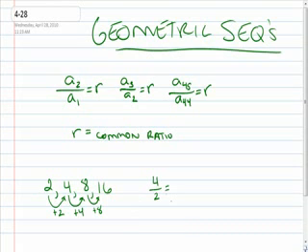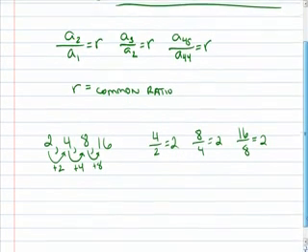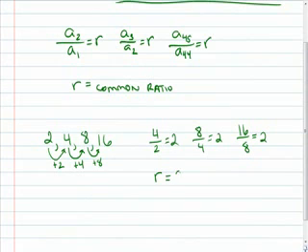4 divided by 2 would be 2. 8 divided by 4 would be 2. 16 divided by 8 would be 2. So we have a geometric sequence with a common ratio of 2. If we were to find the nth term for this one, you could just kind of reason this one out. These are being doubled. These are increasing powers of 2: 2 to the first, 2 squared, 2 cubed. The nth term here is 2 to the n.